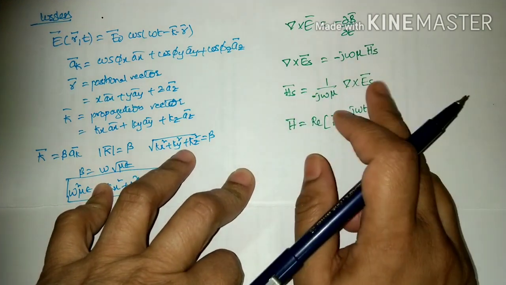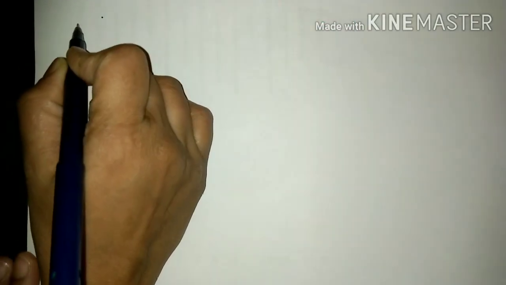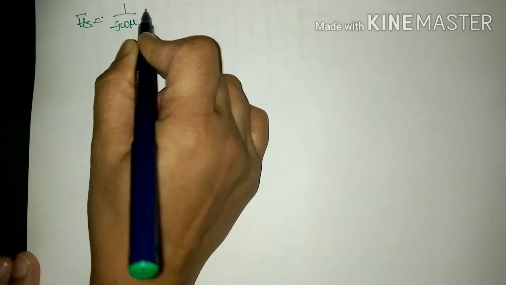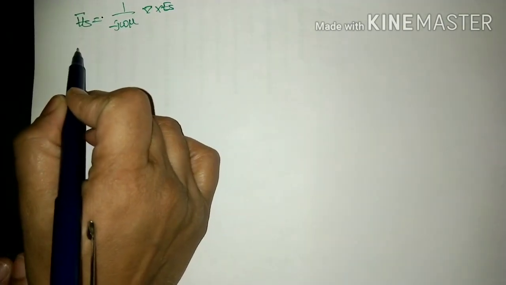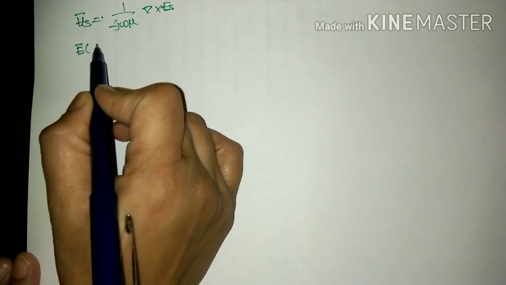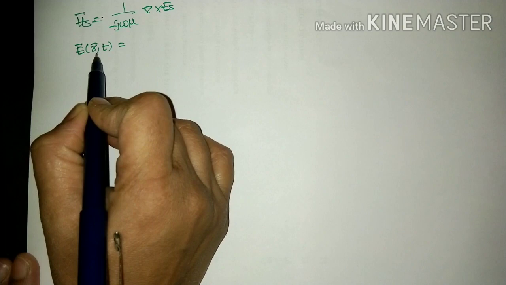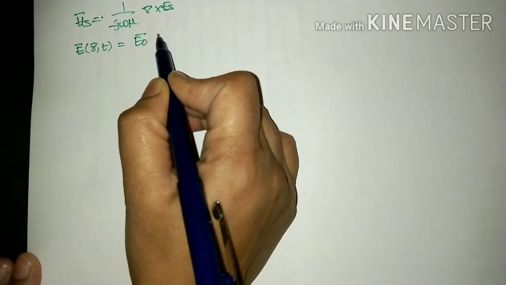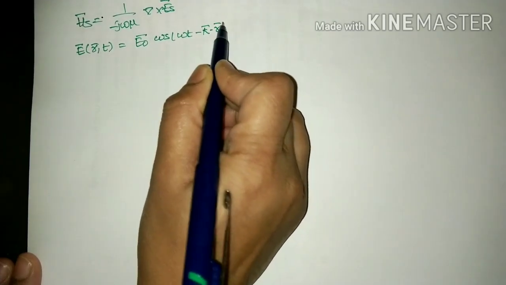So using this equation, let us start deriving the expression for the magnetic field in its phasor form. So we got Hs bar is equal to 1 by minus j omega mu into del cross Es bar. So we got the electric field expression for the wave propagating in arbitrary direction as a function of the positional vector r bar and time t is E naught bar into cos of omega t minus k bar dot r bar.